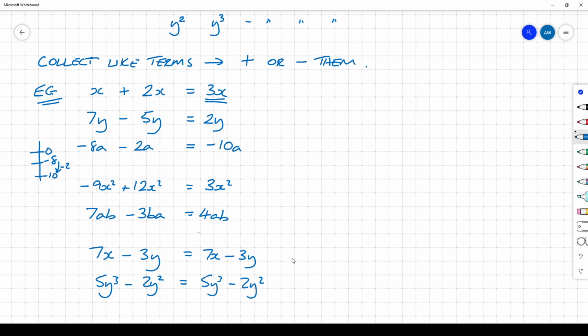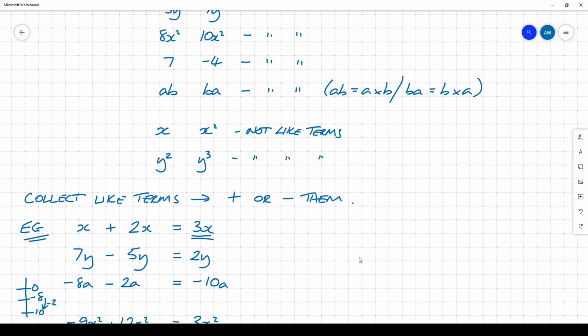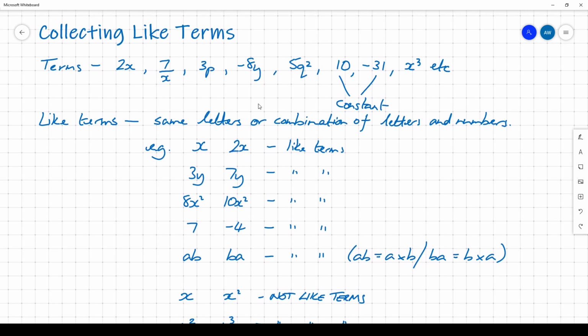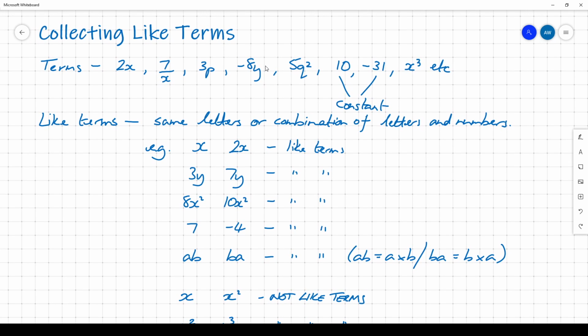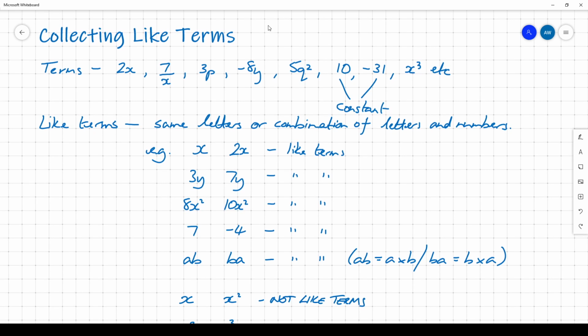Okay. One last thing, the key word that we use when you're asked to collect like terms, sometimes you will be asked to collect like terms, but other times you are asked to simplify. So when we see that word simplify and you have a bunch of terms that you need to add up or take away, or try and add them up or take them away, that means collecting the like terms together.